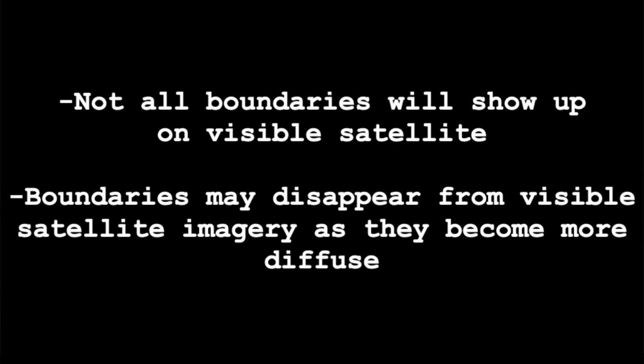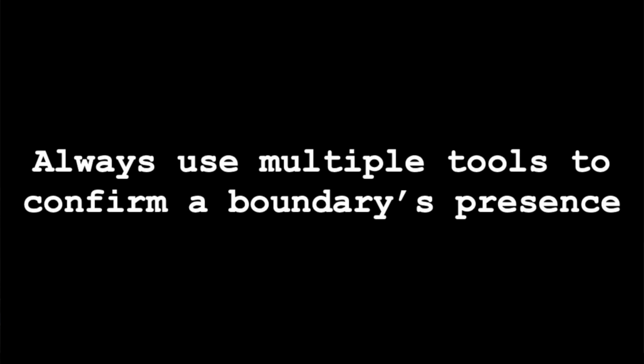Now, a couple of notes. Not all boundaries will show up on visible satellite imagery, and some boundaries that become more diffuse with time may actually disappear from visible satellite imagery going into the afternoon of a severe weather event. Neither of these mean that the boundary is not there or has dissipated completely. Always use multiple factors to confirm the location of a boundary.